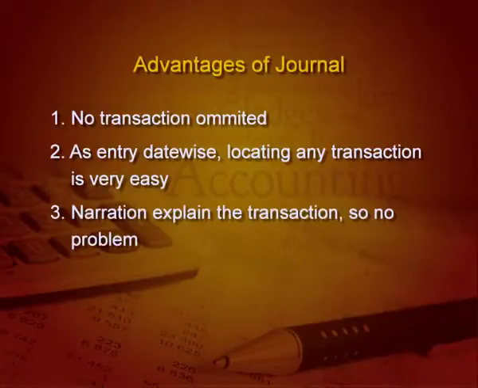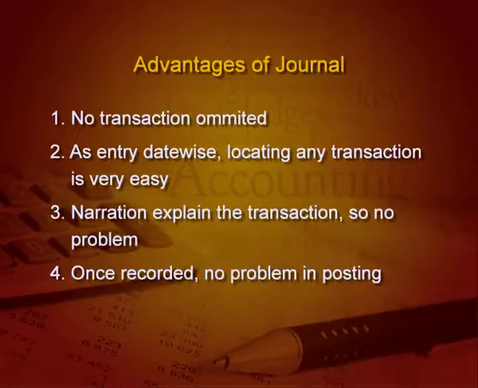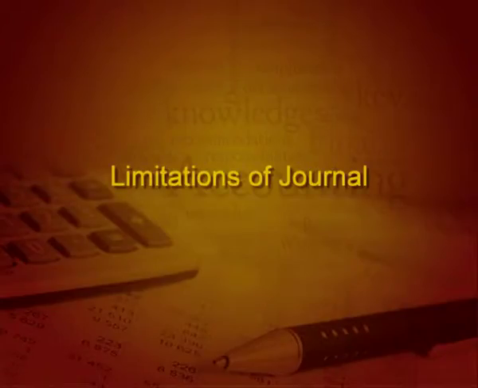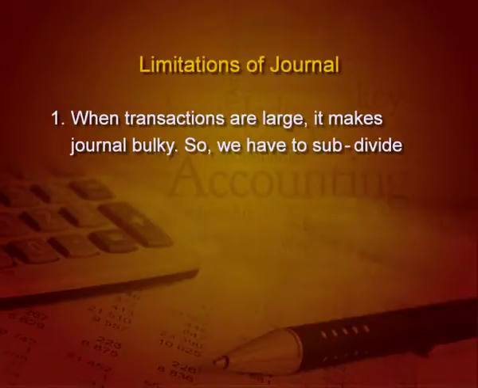Next, narration explains the transaction, so there is no problem. Next, once recorded in the journal, there is no problem in the posting, as you know what account has to be debited, what account has to be credited, and you can simply turn to that page and record in that. Now, if something has advantages, it has limitations also. When transactions are very large, it makes the journal very bulky. So, we have to subdivide, as I already told you, into various other books like purchase book, sale book, etc.